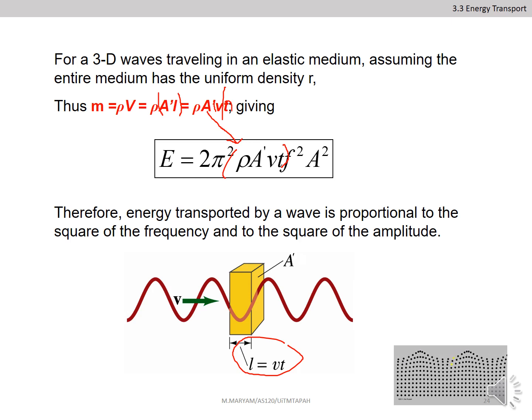So we substitute all the information for m into the equation of energy. So the energy is equal to 2 pi squared rho A prime v times t f squared A squared, where A represents the amplitude. Therefore, the energy transported by a wave is proportional to the square of the frequency and the square of the amplitude, as you can see in the equation here.